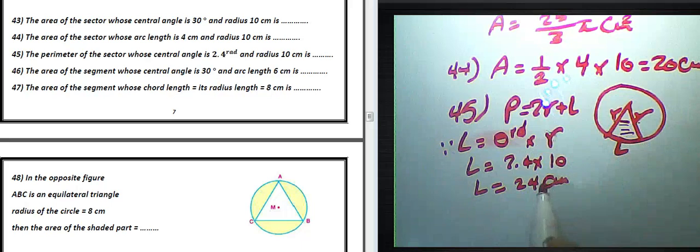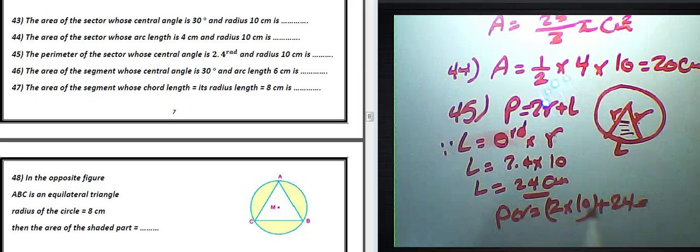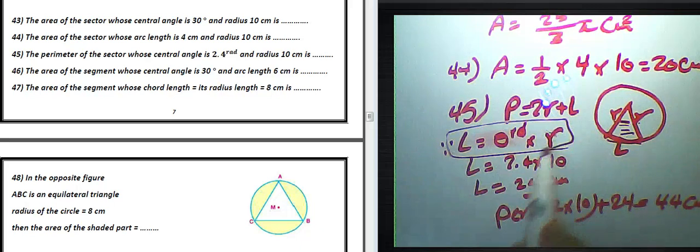The perimeter is 2r plus L. We got the length 24 centimeters, so the perimeter will be 2 multiplied by the radius plus the length 24. The result will be 20 plus 24 equals 44 centimeters. Okay, my students, again we know the length of the arc equals theta in radians multiplied by the radius, and the perimeter of this sector is 2r plus L. The radius was 10, so 10 plus 10 is 20, plus 24 equals 44 centimeters.